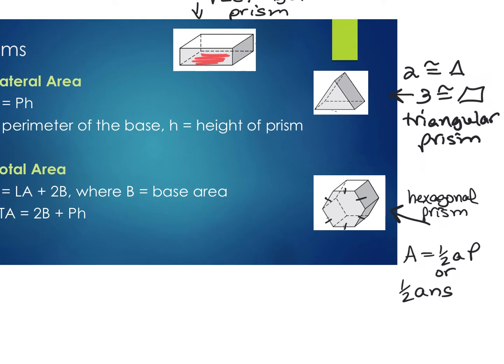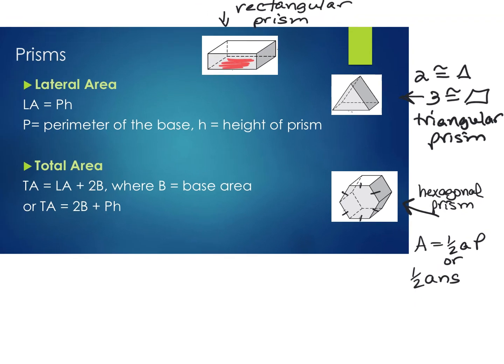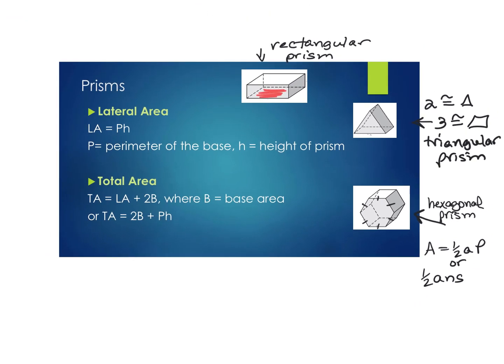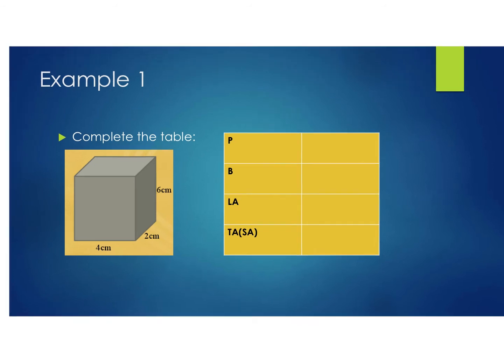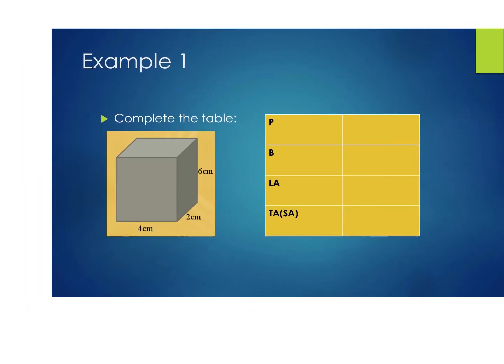So again, in my picture here, these are the formulas. Perimeter is the capital P and the H is the height. So lateral area is found by finding the perimeter of the base times the height of the prism. For the total area, I would find the area of the base shape, multiply it by 2, and then add that to that lateral area. So let's go ahead and look at our first example. Our first example, this shape is a rectangular prism.